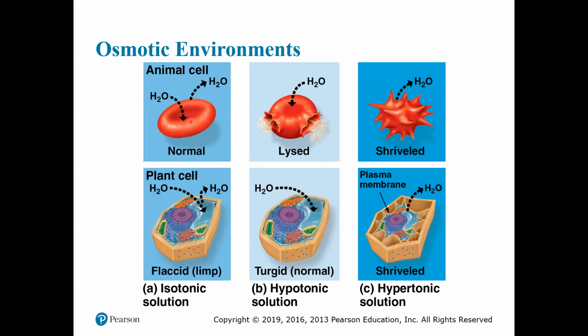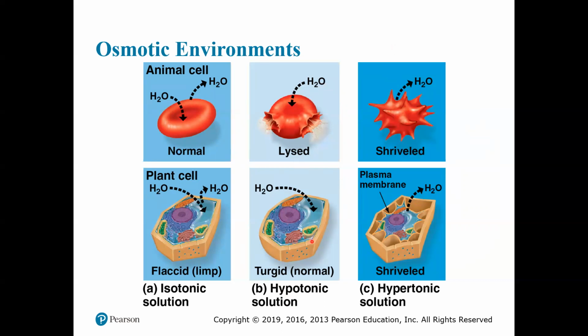And so for example, if you're an animal cell and you are in a hypotonic solution, meaning that there is less solute in the solution surrounding the cell, then that water will move inside the cell. And that cell will swell with water and it could potentially burst. The opposite is if that cell is in a hypertonic solution, then water will move out of the cell and that cell could shrivel. And this is the case with animal cells because they don't have cell walls.